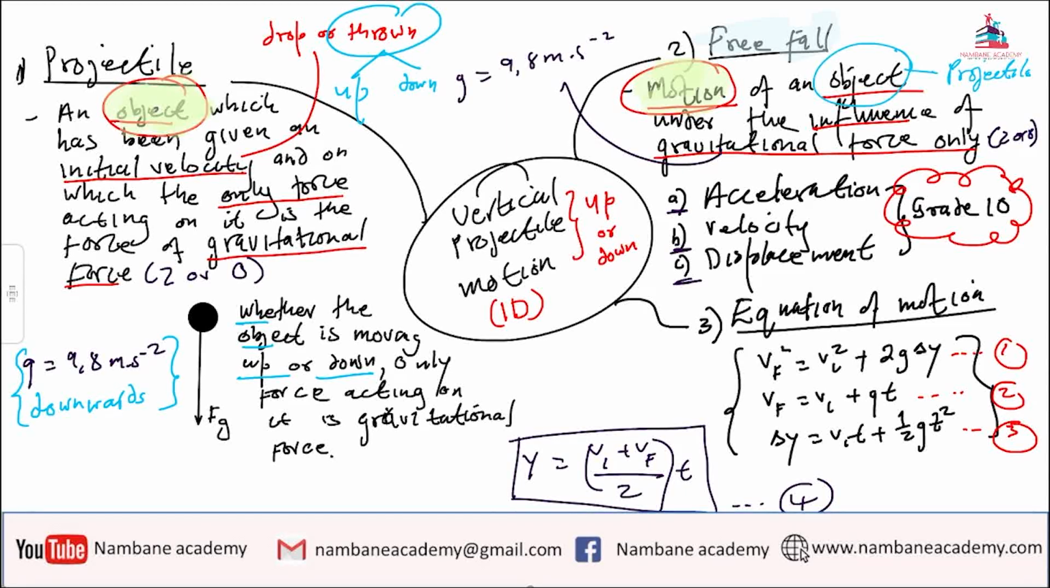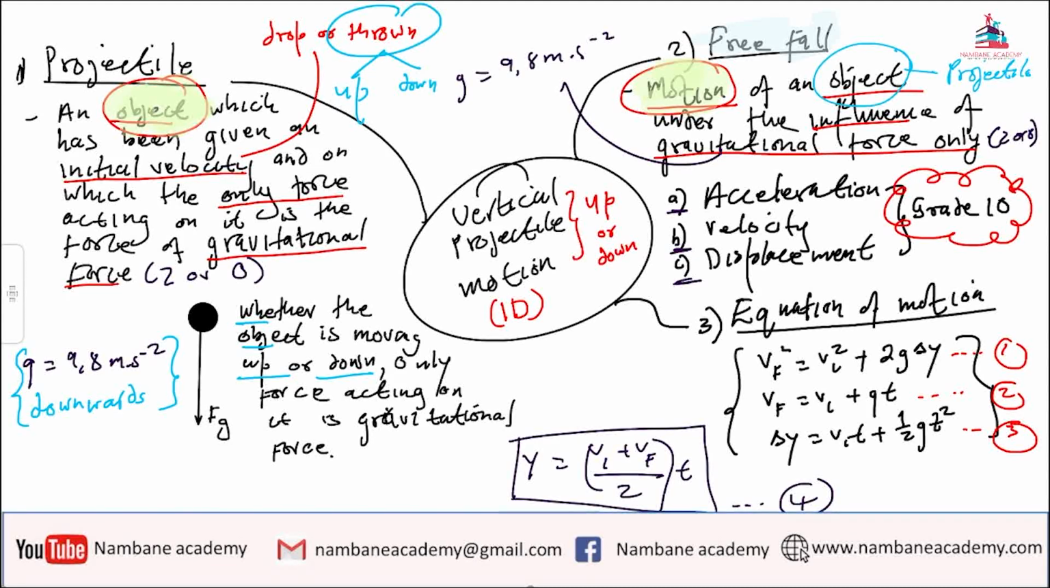But what is a projectile? It is an object that has been given an initial velocity and the only force acting on it is the force of gravity. So projectile and free fall are two new definitions that we must know from grade 12.